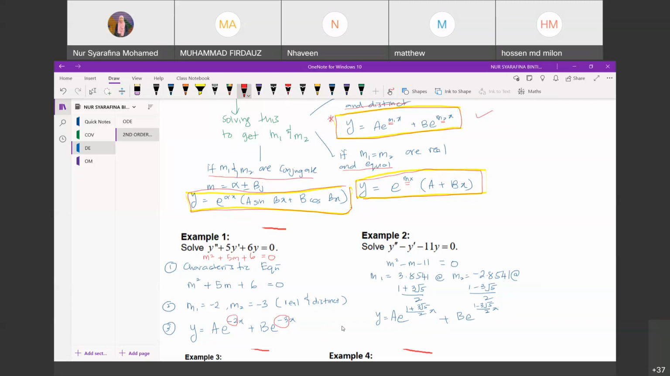Same with this one. m squared minus m minus 11 equals 0. So you're going to have roots in terms of decimals. A decimal is still a real number, and both are different. Then this is the solution. This is real and distinct roots. What if you interchange? A is here, B is here, it doesn't matter because A and B are both constants. Okay, clear everyone? This is for real and distinct.